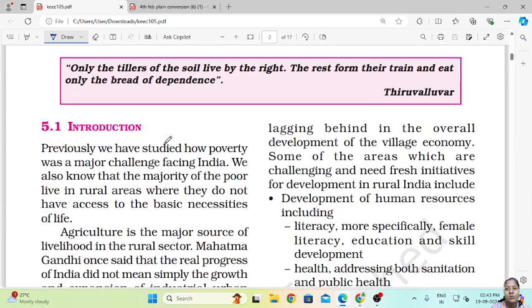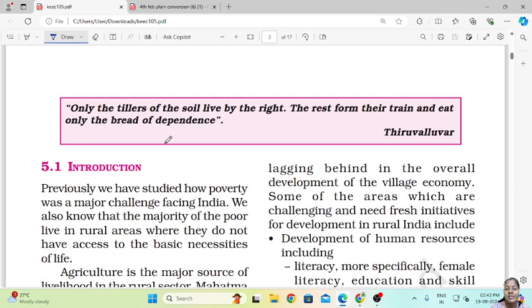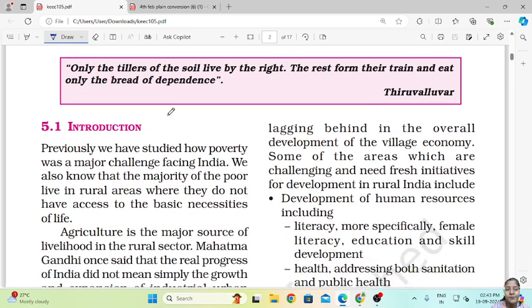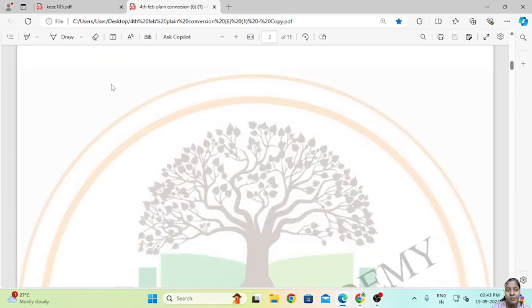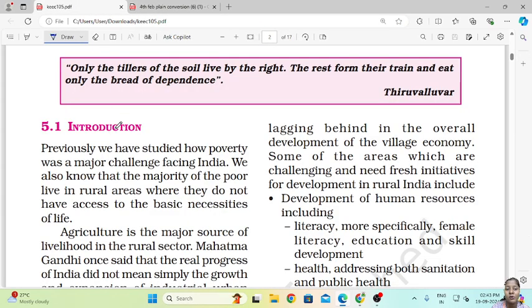Okay, so only the tillers of the soil live by the right, the rest form their train and eat only the bread of dependence. Okay, this is said by Thiruvalluvar. So in this chapter we'll be learning about rural development, how rural, in the sense of the village areas, and the development with regards to it.